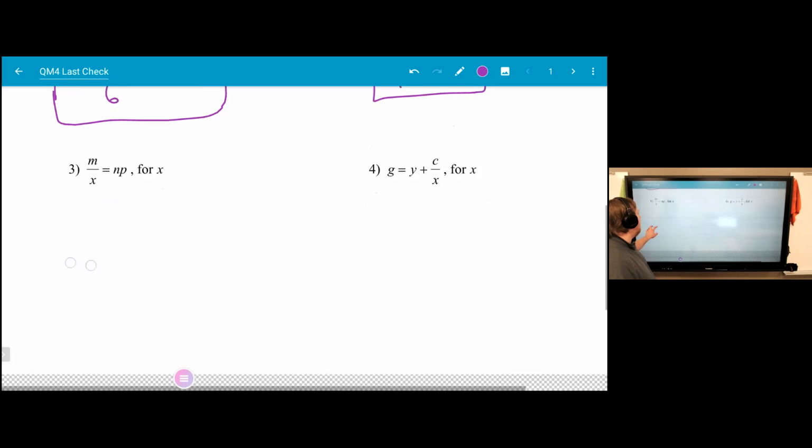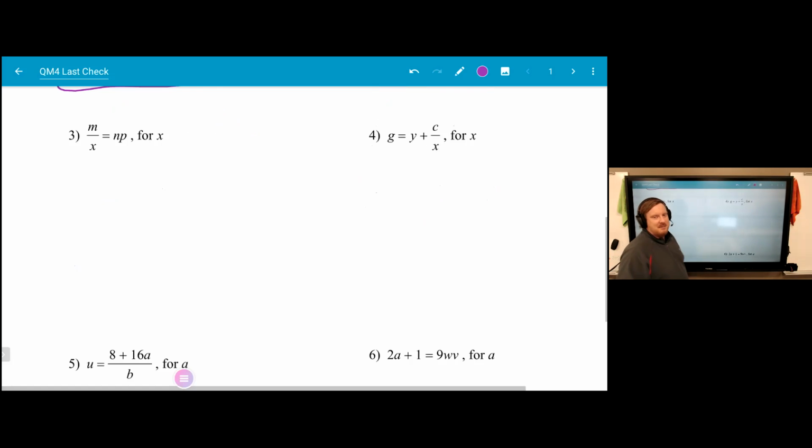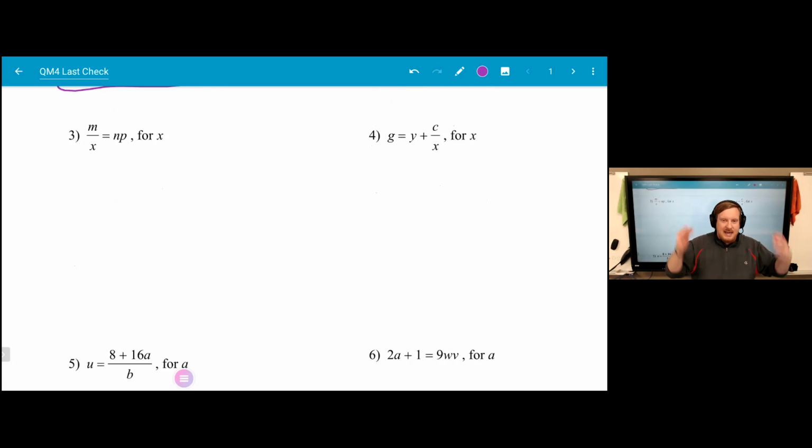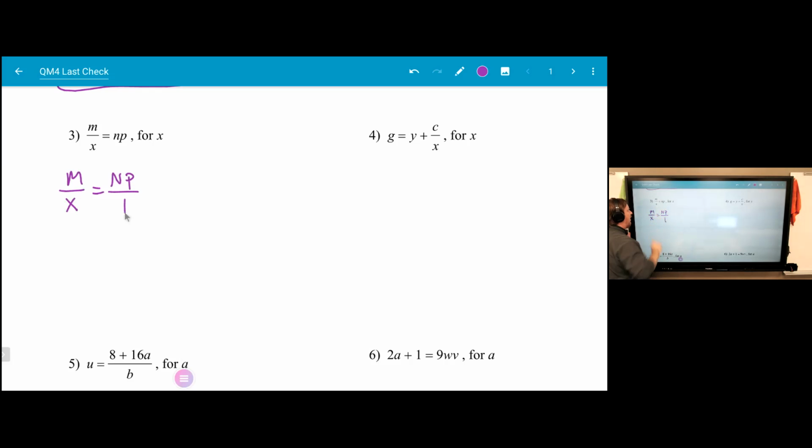Number 3, some of my favorites, with the fractions. Again, if the variable you're trying to solve for is in the denominator, approach it in several different ways. I'm going to do number 4 separately. But number 3, what I want you to do is put the other side over 1. So np divided by 1. Okay, and now I'm going to do one of your favorite things, which is to cross multiply.